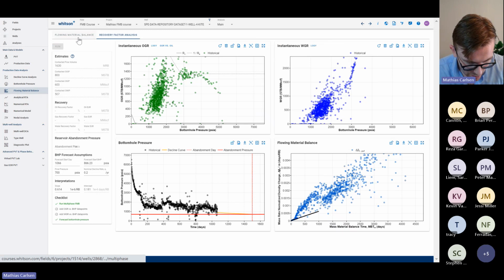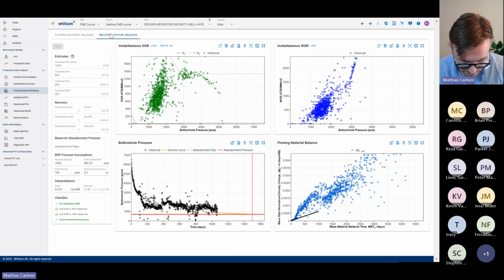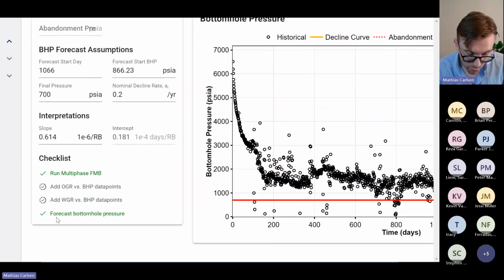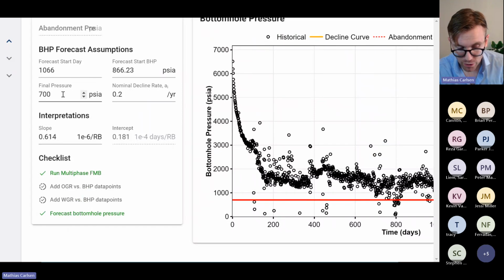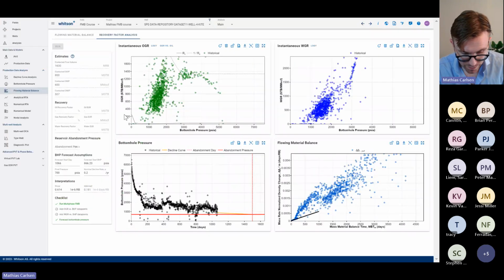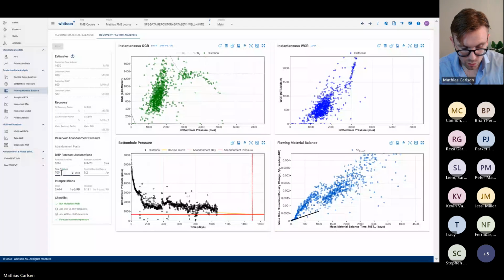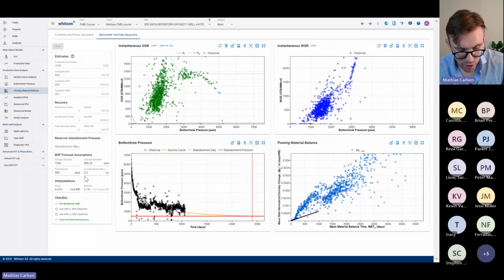So just go to the second tab here, recovery factor, flow material balance, and recovery factor. And then you see there's some steps missing down to the left here. We've already forecasted our bottom hole pressure, and the final pressure there is 700. If you want to, we can change that down to 500. So let's just go ahead and do that.